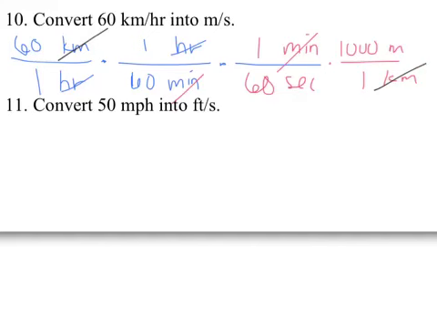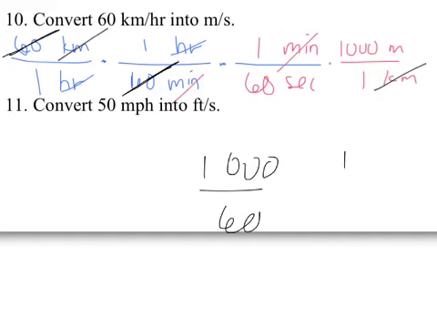So what do you notice? You're going to have, conveniently, some cancellations. Why don't you cancel one of those 60s, right? Cancel this 60 with this 60 here. And then your answer is just 1,000 over 60, and you're in meters per second. There's seconds, there's meters. Okay?